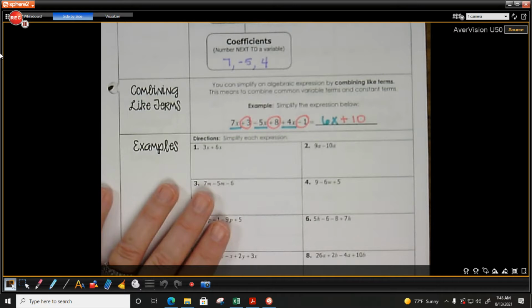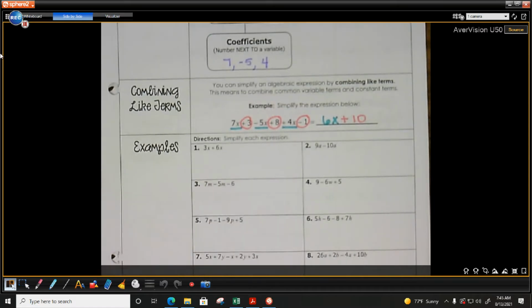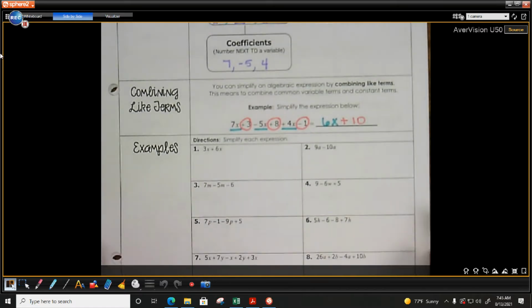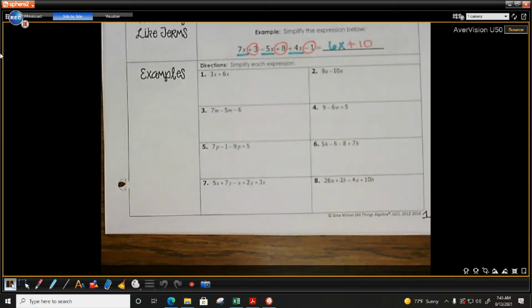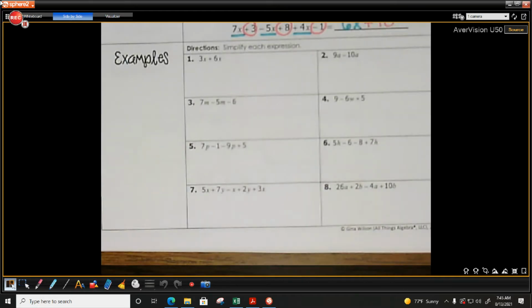Do we remember this from last year? Somewhat? Are we happy that I'm going over this? Yes, because some of us might not remember it, which is fine. That's why we're doing it. Okay, so let's look here. I'm going to zoom in.